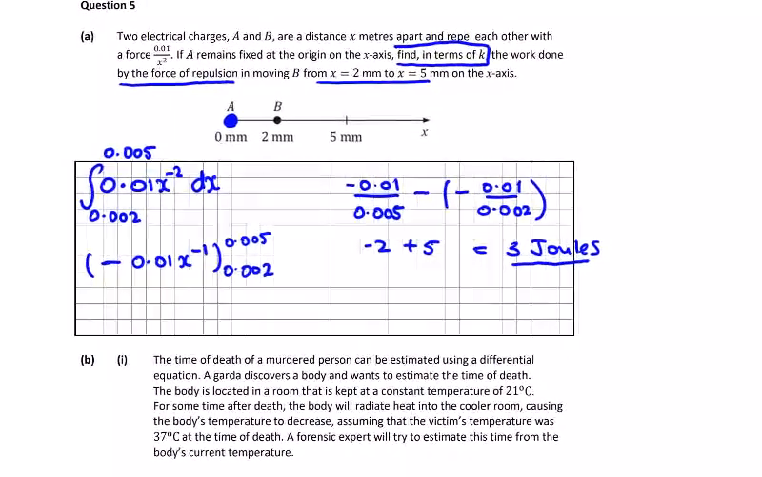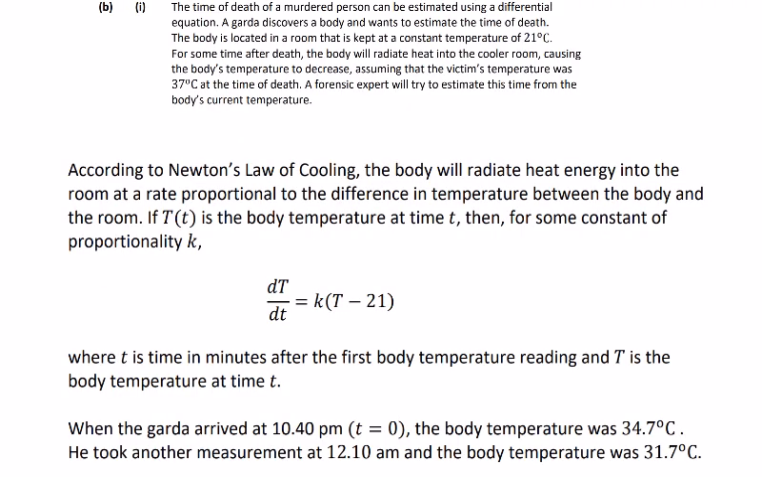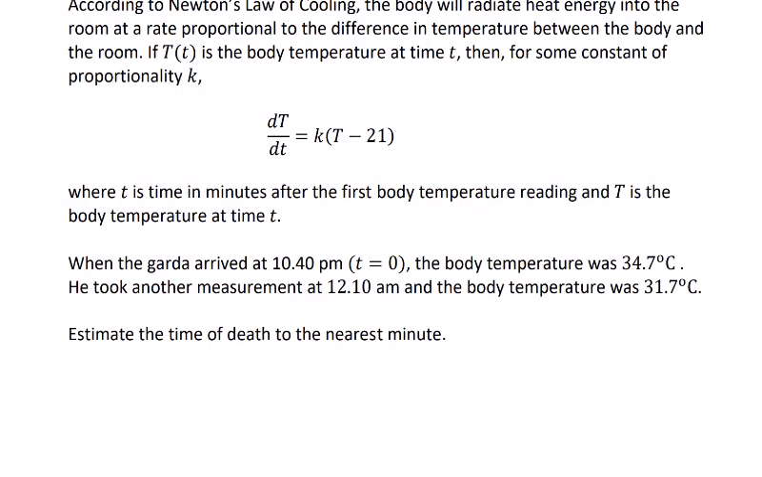Part B is the time of death of a murdered person. It gives a lot of information, so I'm going to pause the video and let you read all the information. So, hopefully you've read it all. So we're asked to estimate the time of death to the nearest minute with all the information given.